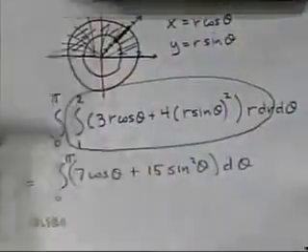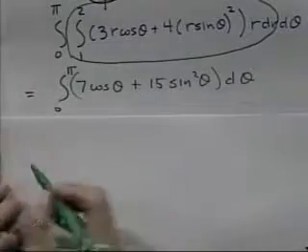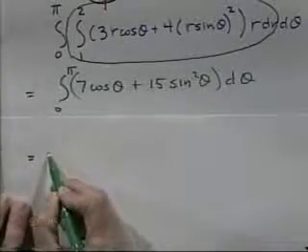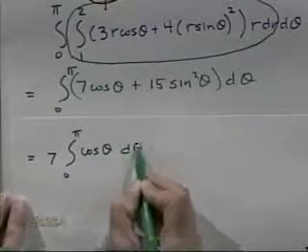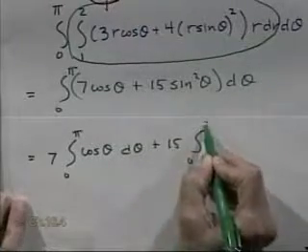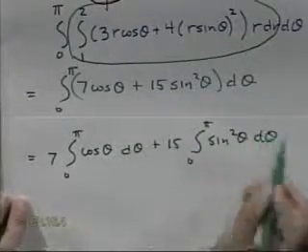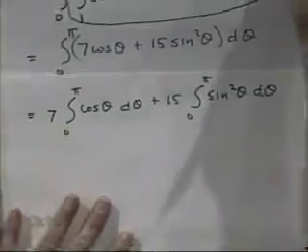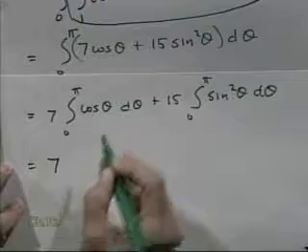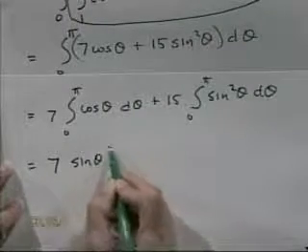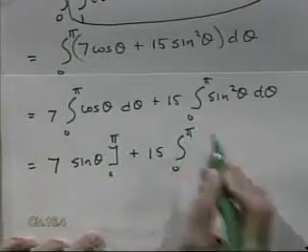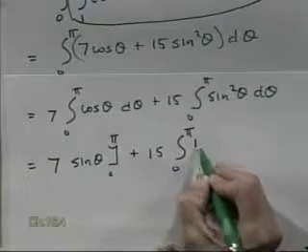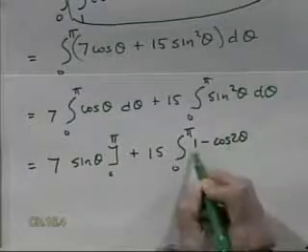Okay, so using that, coming back here, this is equal to, I'm going to write this as 7 integral from 0 to pi of cosine theta d theta, plus 15 integral from 0 to pi of sine squared theta d theta. Okay. And bringing that along for the ride, this one is going to be 7. The integral of cosine is sine. And we're going from 0 to pi. Plus 15 integral from 0 to pi. For sine squared, I replace it with 1 minus cosine 2 theta over 2 d theta.